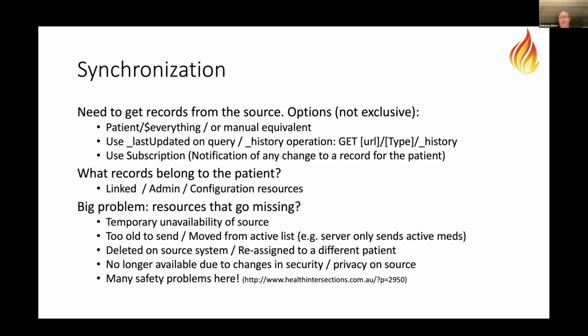And are they the same if you get them from different patient records, but they're the same IDs? But the real big problem is resources that go missing for some reason. You are synchronizing from a source and the source is unavailable, or some of the data in the source is unavailable. What do you do with the data that you have that you can't confirm? Maybe it got too old. 5 years is not an unusual limit, or the server moved it from the active list to saying sending active meds. Do you keep the record? It was reassigned to a different patient, but you can't see that anymore.